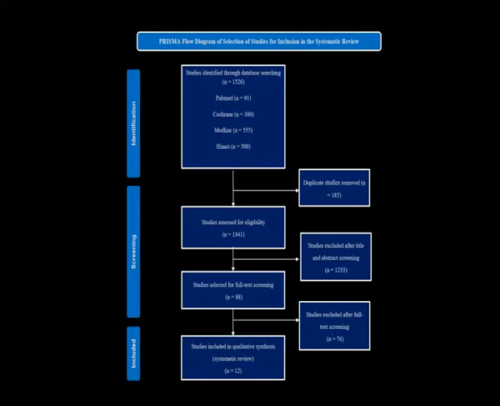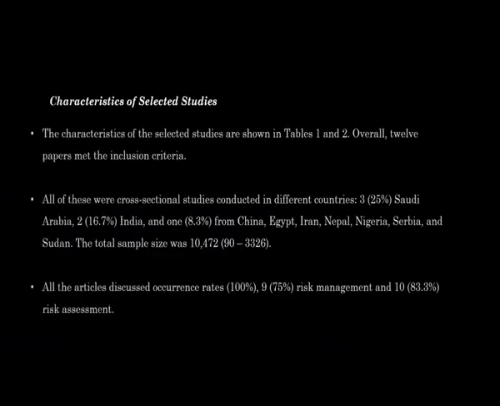The four databases, PubMed, Hinari, Cochrane, and Medline were searched, and they yielded a total of 1526 articles. Then duplicates were removed, that were 185. Then the remaining 1341 studies were assessed for eligibility criteria. Out of those, 1253 studies were excluded after title and abstract screening. The remaining 88 studies were selected for full text screening. Out of those 88, 76 were excluded after full text screening, and 12 studies were included in our systematic review that matched our criteria.